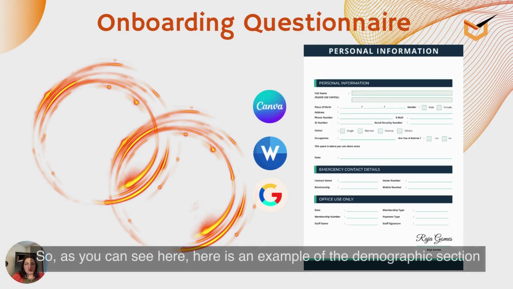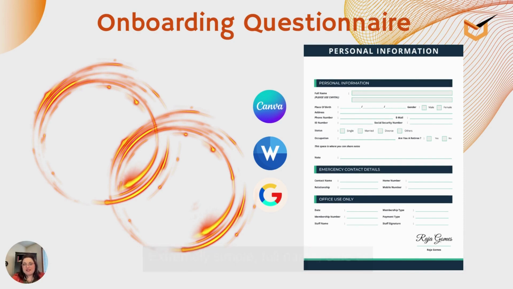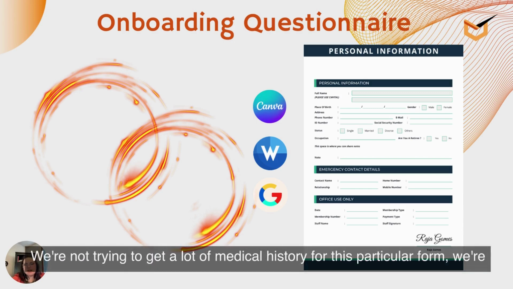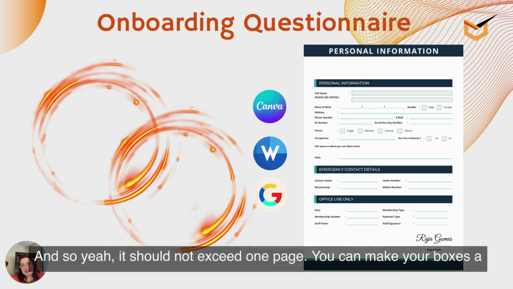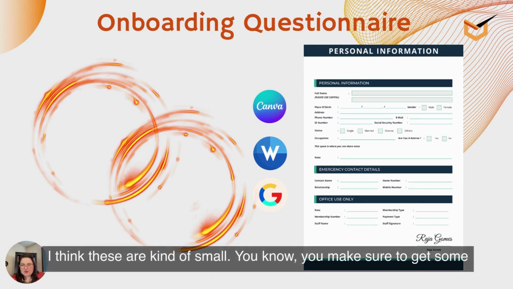All right, so as you can see here is an example of the demographics section of an onboarding questionnaire. Extremely simple. Full name, date of birth, your marital status, your phone number. We're not trying to get a lot of medical history for this particular form. We're just trying to get their demographics. And so, yeah, it should not exceed one page. You can make your boxes a little bit bigger. I think these are kind of small.